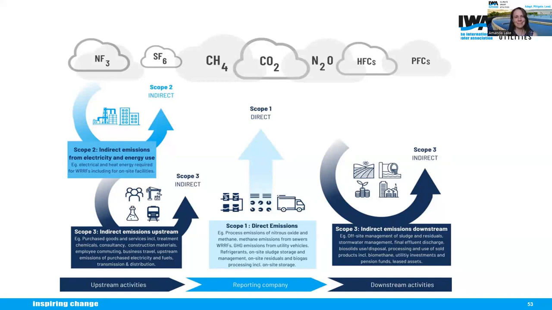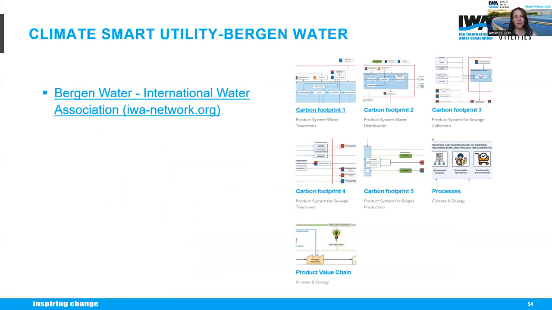And next slide, please. So just another few highlights. There's also some other examples, in this case, carbon footprints and system boundaries for drinking water, wastewater distribution collection systems, and biogas production. So we highlight two utilities, Bergen Water and also Aarhus Vand. So this is just a link within the white paper.